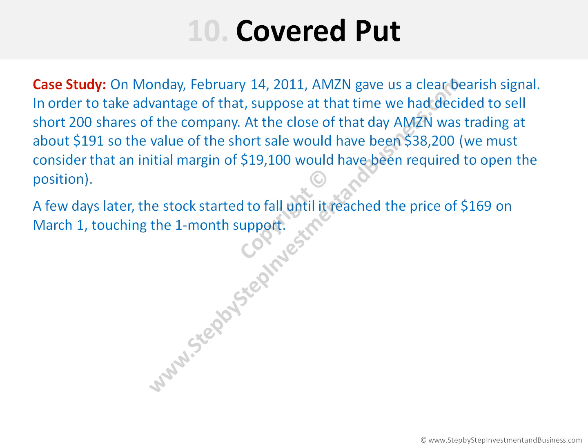In order to take advantage of that, suppose at that time we had decided to sell short 200 shares of the company. At the close of that day, Amazon was trading at about $191, so the value of the short sale would have been $38,200. We must consider that an initial margin of $19,100 would have been required to open the position, that is, 50% of the value of the short sale. A few days later, the stock started to fall until it reached the price of $169 on March 1st, touching the 1-month support.